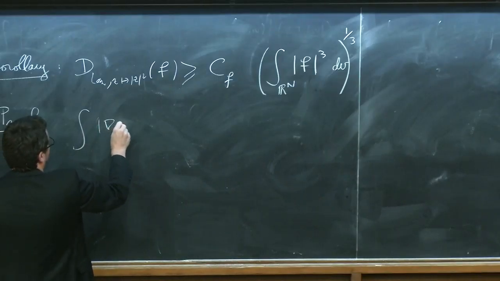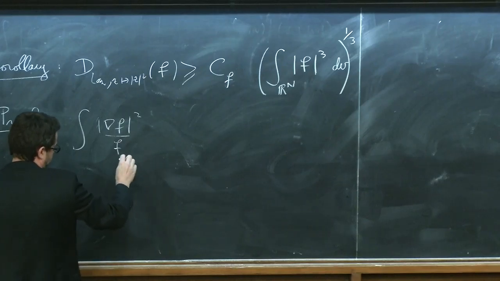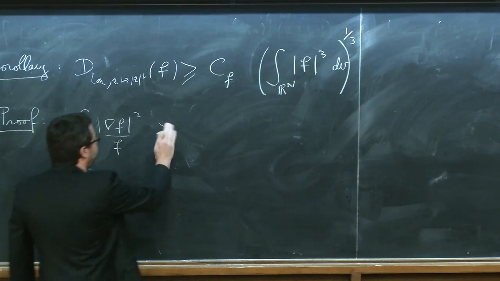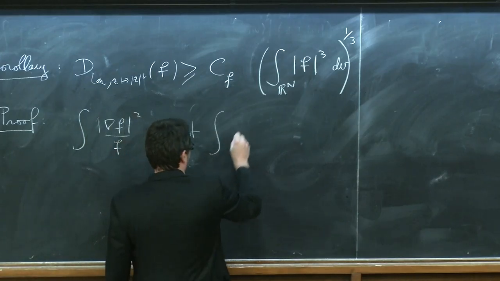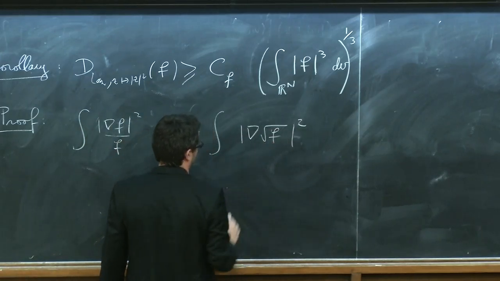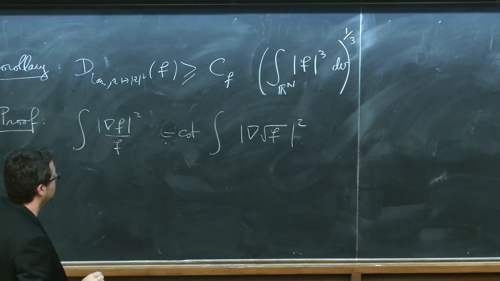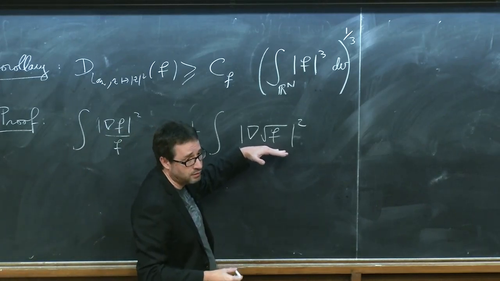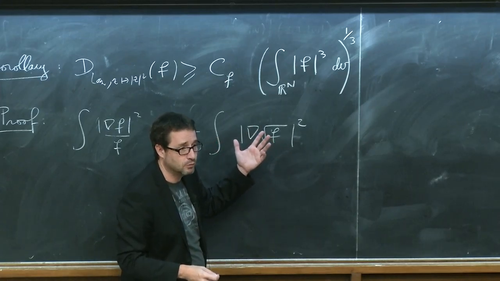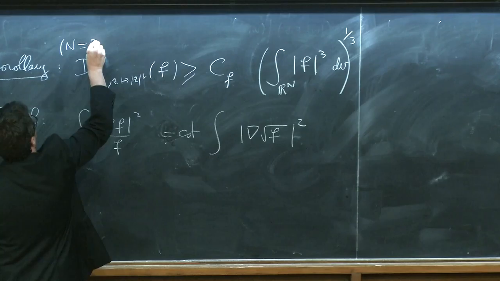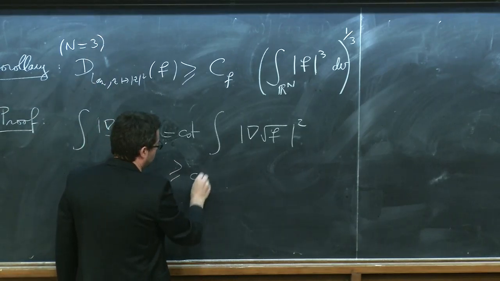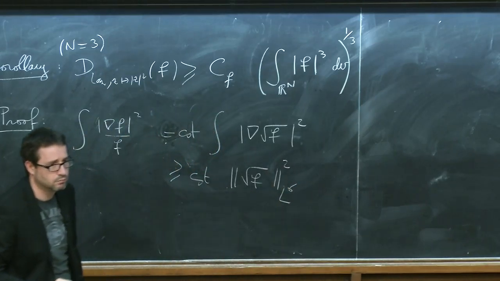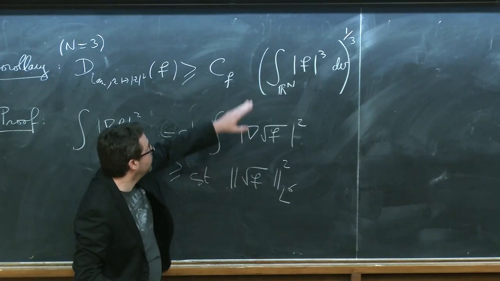When you have that gradient F to the square over F is bounded, so this is the quantity here, if you forget about the V, you can write this as a constant times the gradient of the square root of F to the square. And then you can do a Sobolev inequality from H1 to L6 because you are in dimension 3. Okay, so this is only for dimension 3. So this will be bigger than a constant times the square root of F in norm L6 to the square. Okay? And this is nothing but what I have written here. Okay?